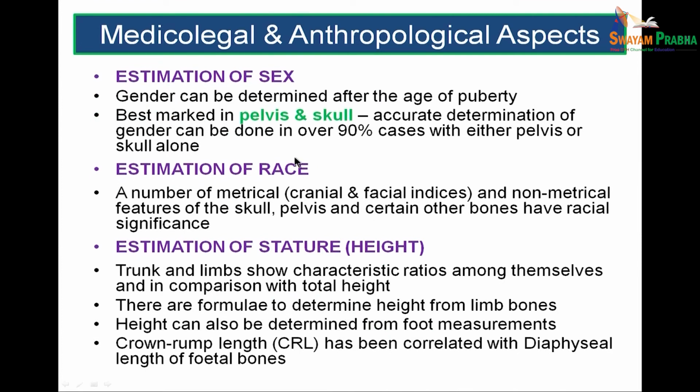Estimation of sex. Gender can be determined after the age of puberty, and these evidences are best seen in the pelvis and the skull. Accurate determination of gender can be done in over 90% of cases with either pelvis or skull alone.